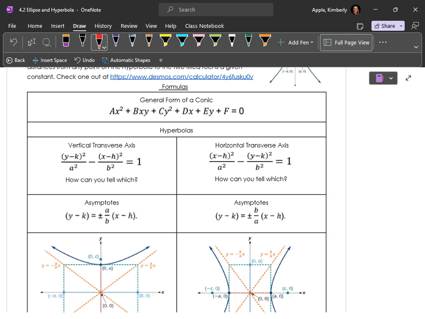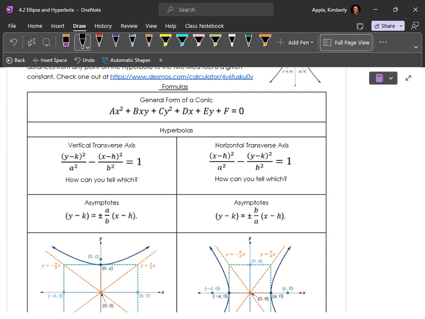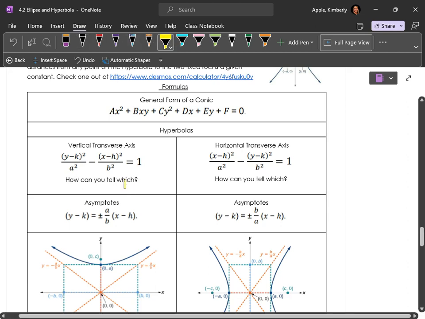The other thing that we need to talk about is how we tell the difference between these two formulas. In the ellipse, we told the difference based on A and which value was larger. That is irrelevant in the hyperbola. So if you see subtraction, you have a new set of rules. What you need to notice here is that in the vertical axis, and we'll talk about what a transverse axis is in a minute, but in the vertical one, the y part of the equation is positive. And in the horizontal axis, the x part of the equation is positive.